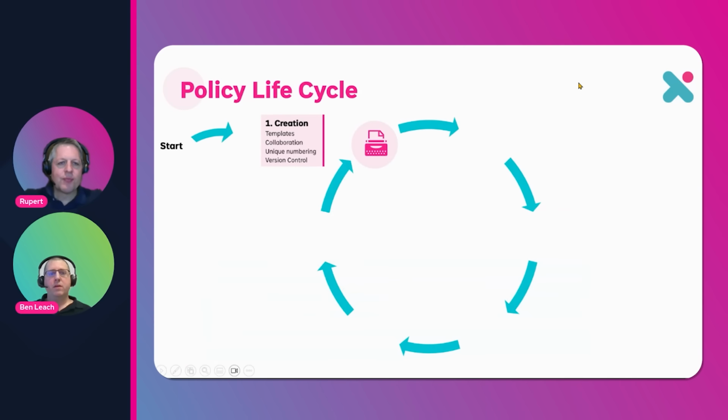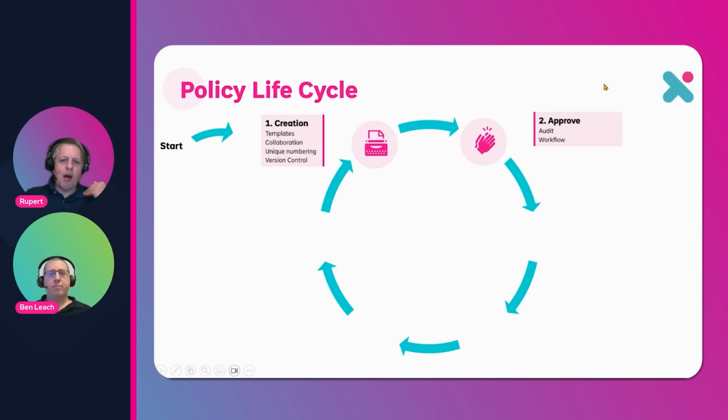Sounds good. Yeah, so I'll just run through this. Step 1 is about creating these policies or documents, and we want to do it in a standardized way so there's consistency. We're going to be using templates. We're going to be making use of the collaborative capability within SharePoint to support that, but also we're going to introduce things like unique numbering. As part of things like ISO requirements, documents need to have a unique reference. How can we achieve that? And then, of course, because we're in SharePoint, we've got the benefit of things like version control and how we can manage that process.